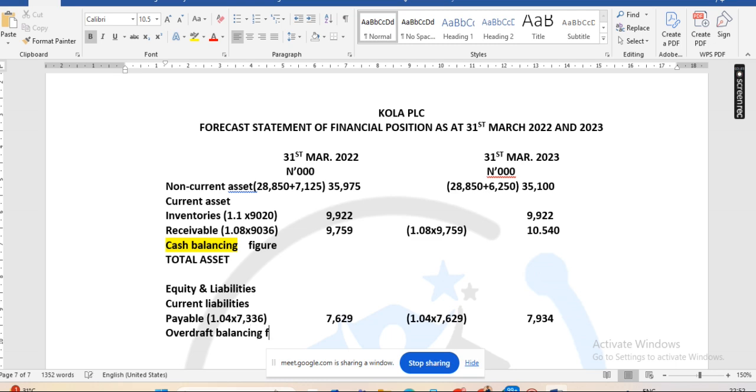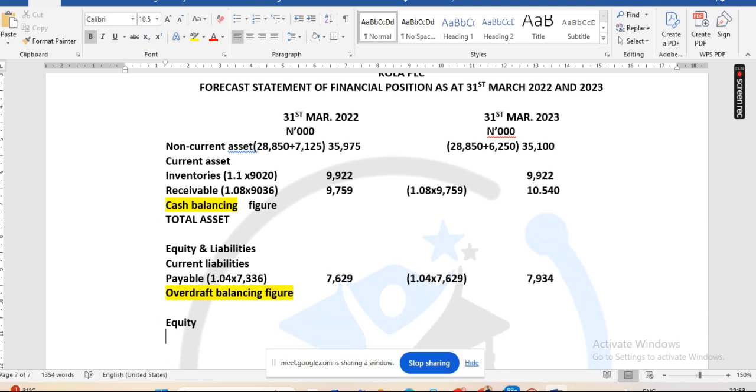Balancing figure. Did you approximate this? The first one. So this should be the balancing figure. So we want to know if they will have either a cash balance or an overdraft at the end of it. So what next? We have equity. Equity, right? So we'll go back to the financials.